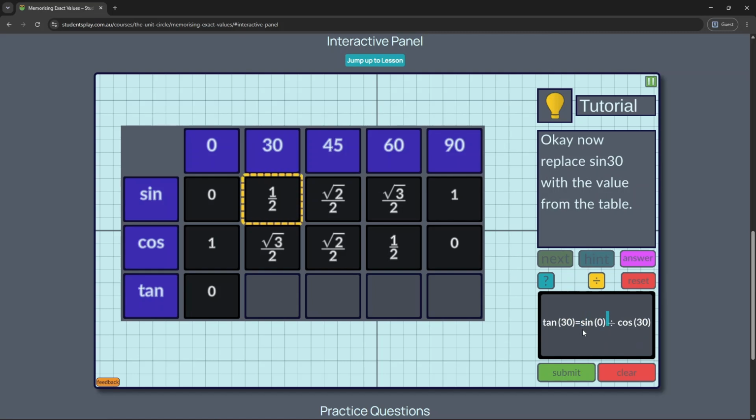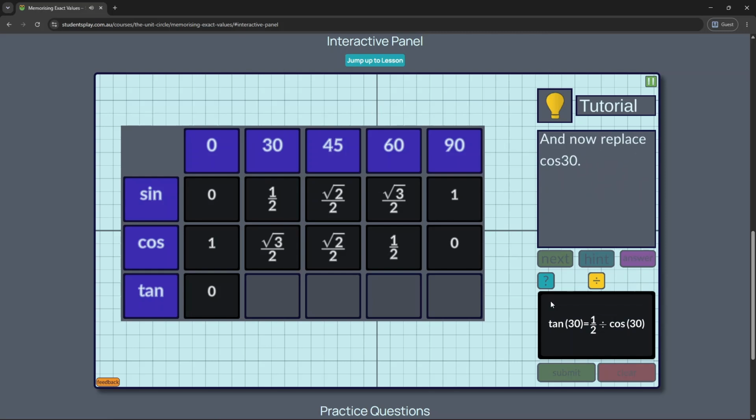And also this is another reason why we add the divide thing in here, because it can be easy to accidentally backspace the divide, like there. And so we can just press that to get it back. So I'll just do that. There we go. Okay, so we're replacing sine 30 with 1 over 2. Nice. And now replace cos 30. And cos 30 is square root of 3 on 2. So we'll go over here, backspace, square root of 3 over 2.